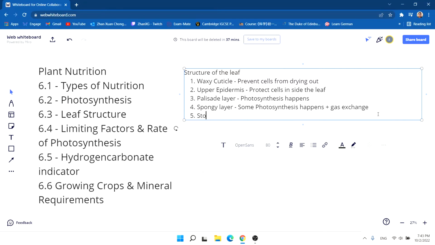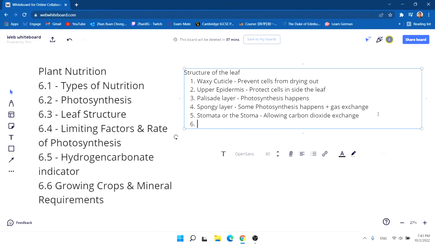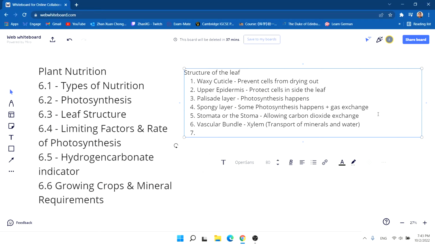Okay, we have the stomata, or the stoma. It's basically allowing carbon dioxide exchange. Number 6, we have the vascular bundle, where the xylem and phloem take place. Xylem will be the transport of minerals and water. And we have phloem, which is part of the vascular bundle itself, transporting sucrose and amino acids.